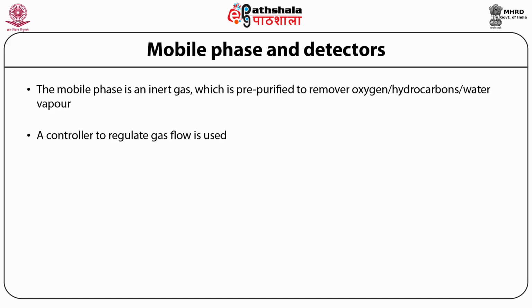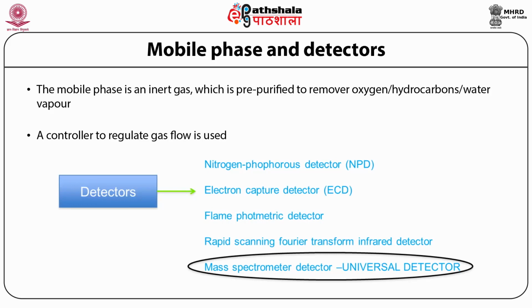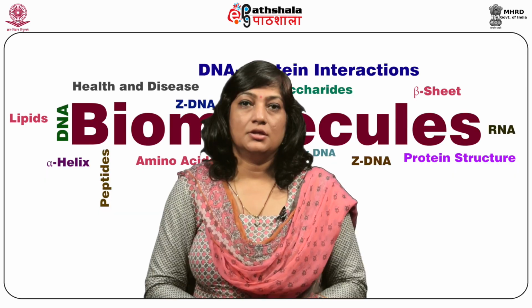So as we saw previously, the GLC system can be connected to different kinds of detectors, and one kind of detector that I mentioned was the flame ionization detector. There's a nitrogen phosphorus detector that the GLC system can be coupled to, but like I said, the mass spectrometer detector is one of the universal detectors that is used to detect analytes once they come out of the GLC column.